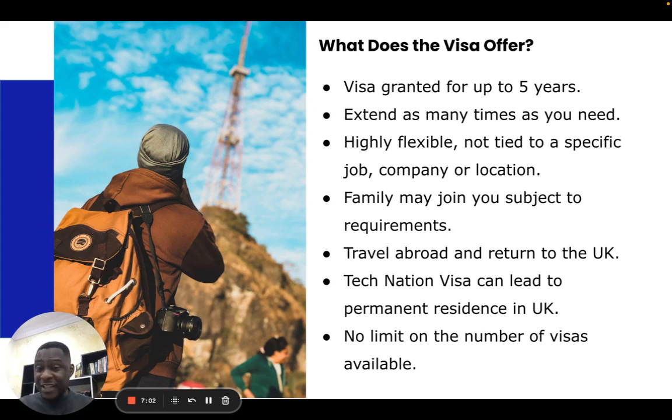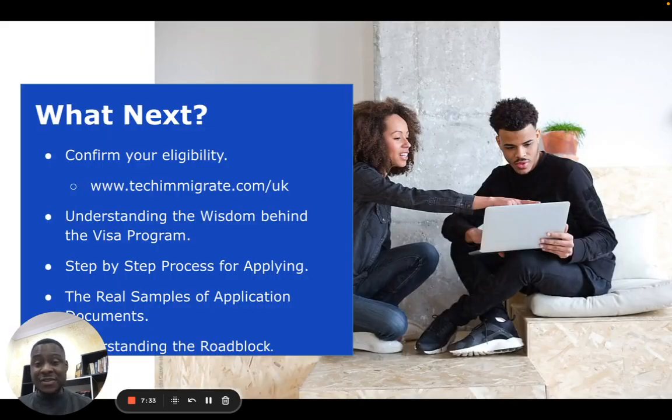With Tech Nation, this visa can lead to permanent residency in the UK. Right, if you get endorsed as an exceptional talent, after 3 years you get your ILR, terms and conditions apply. If you get endorsed as the promise, after 5 years in the UK, you get your ILR. And there's no limit to the number of visas that are available. Hundreds of people are applying and getting this visa per day. So what next? I'll talk about what next, but let me just quickly move to those points.